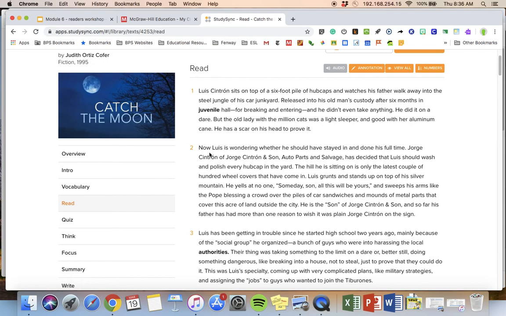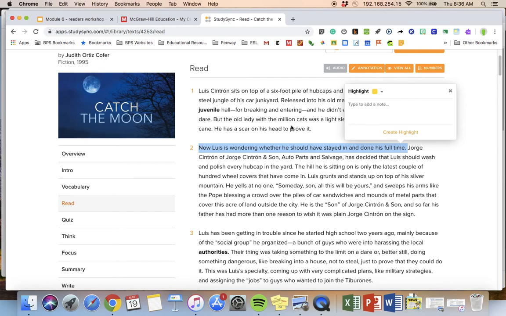This part of the text gave me more information about Louis as well as his relationship with his dad. The first thing I want to point out is this sentence: "Now Louis is wondering whether he should have stayed and done his full time." I know he's talking about juvenile hall because it tells us in paragraph 1 that he had done some time in juvenile hall. Now I see him thinking, Louis is wondering if he should have stayed there rather than getting out and working with his dad.